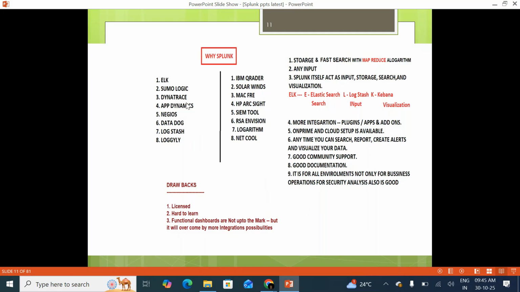ELK stands for Elasticsearch, Logstash, Kibana: E for Elasticsearch, L for Logstash, K for Kibana. Basically, these are three softwares used for doing the entire operation. For example, there is data on Srinivas's laptop, and I want to get that data to my laptop, write a query, and create an analysis. In that case, on Srinivas's laptop I need to install the Logstash software.